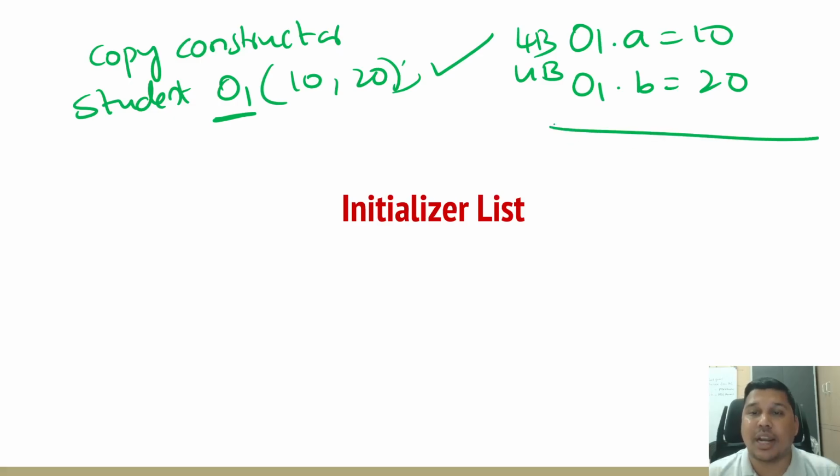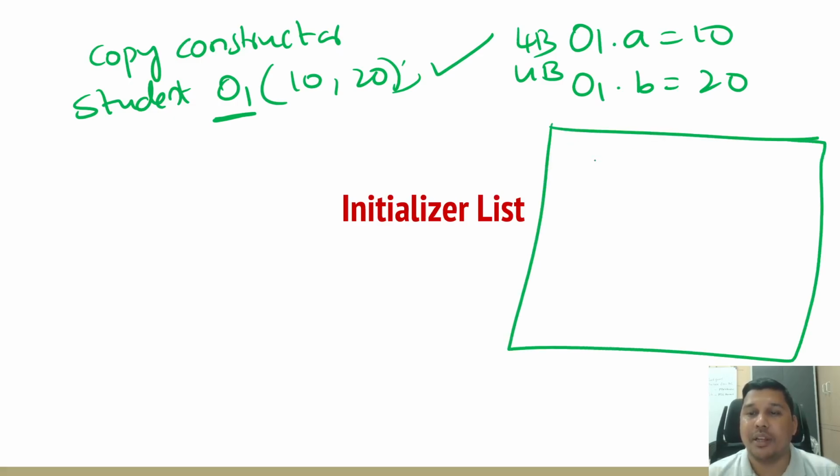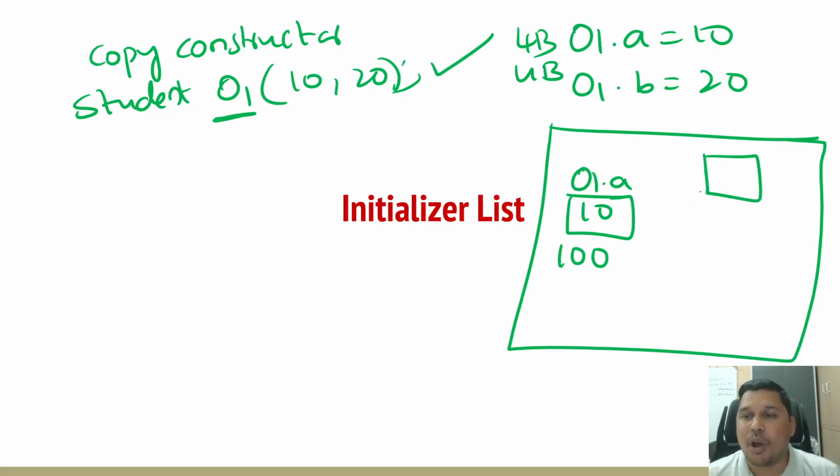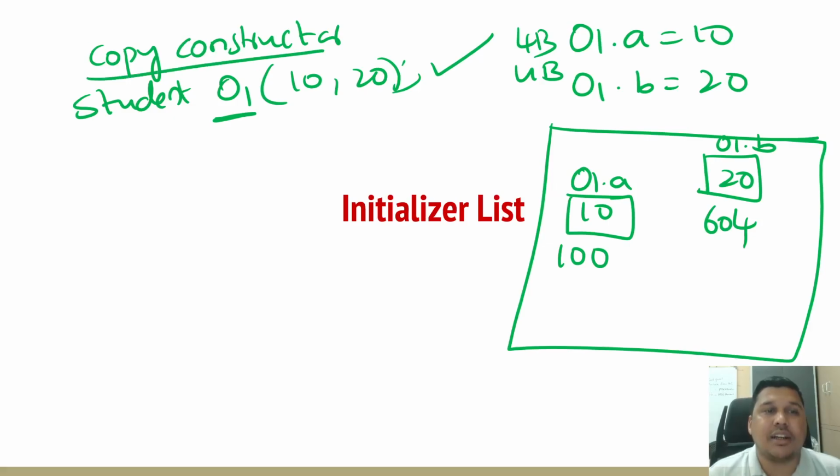It means in your RAM, there is something called O1.A. It will have the value 10. Let that address be 100 for simple understanding. And there is another block O1.B with value 20, and let this address be 6004. Some random addresses I gave here, right? I am talking about the copy constructor. I create an object O1 with 10 and 20. This is what happens when you do this.